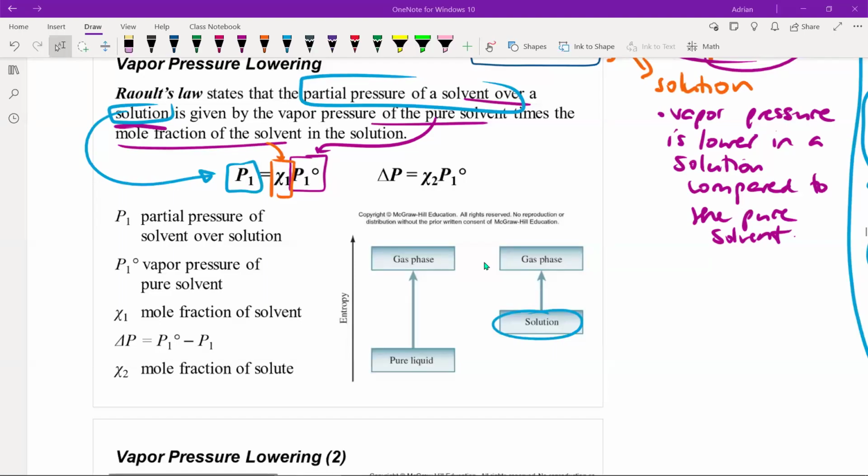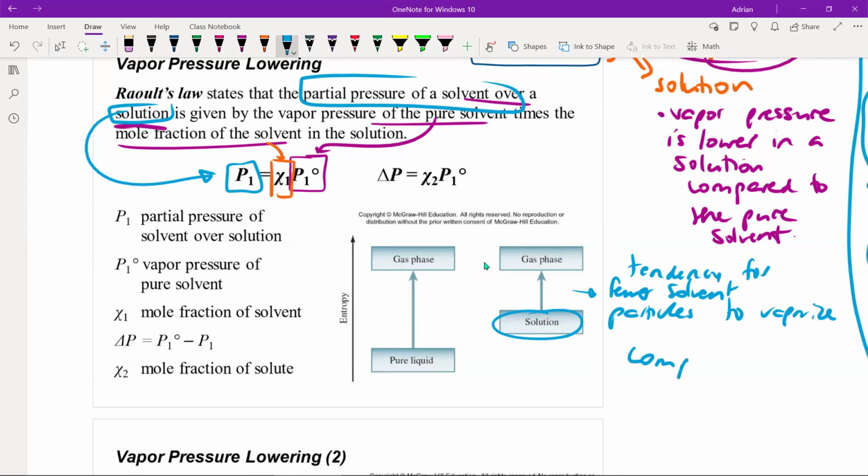And what this means is that there's a tendency for fewer solvent particles to vaporize in this case, compared to the pure liquid case, where there's a much bigger difference in entropy. That process will be favored compared to the one where there's a solution, where there's a smaller change in entropy. That one's not going to be favored.